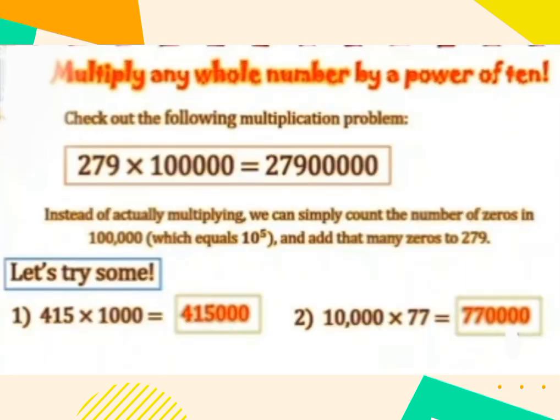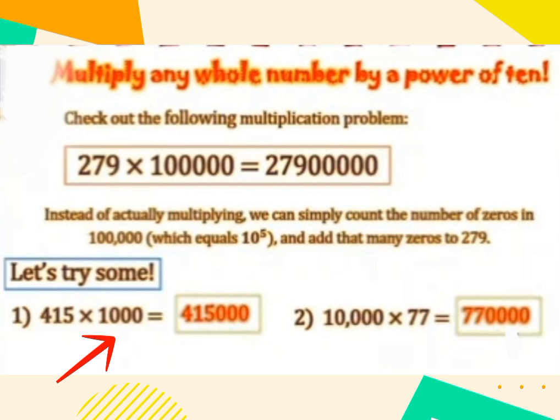Now multiply any whole number by a power of 10. Here we have 279 times 100,000. Actually, in multiplying, we can simply count the number of zeros. Here we have 5 zeros. Then we add these 5 zeros to the number 279. So we obtain 27,900,000. Let's try 415 times 1000.